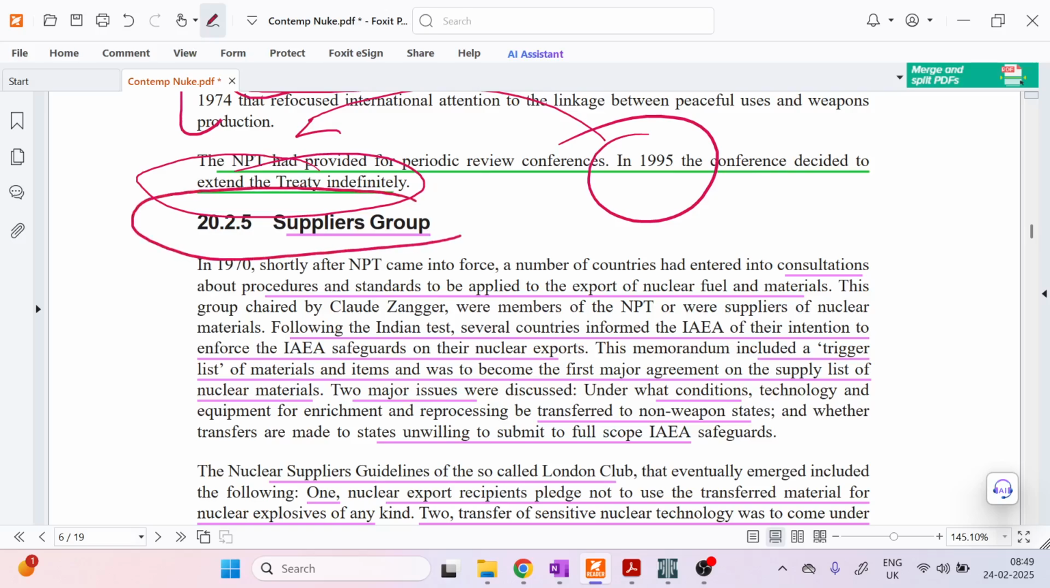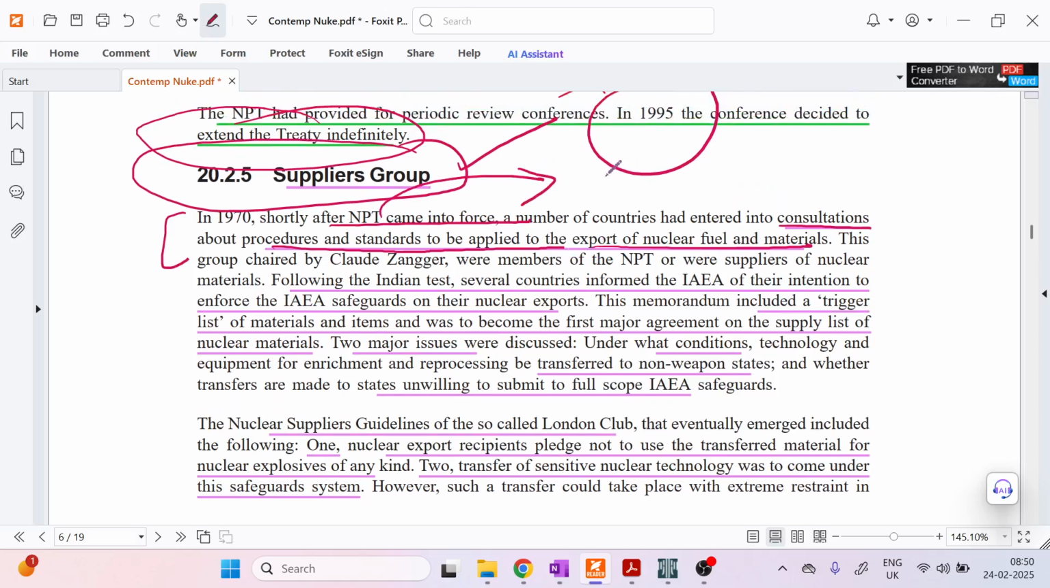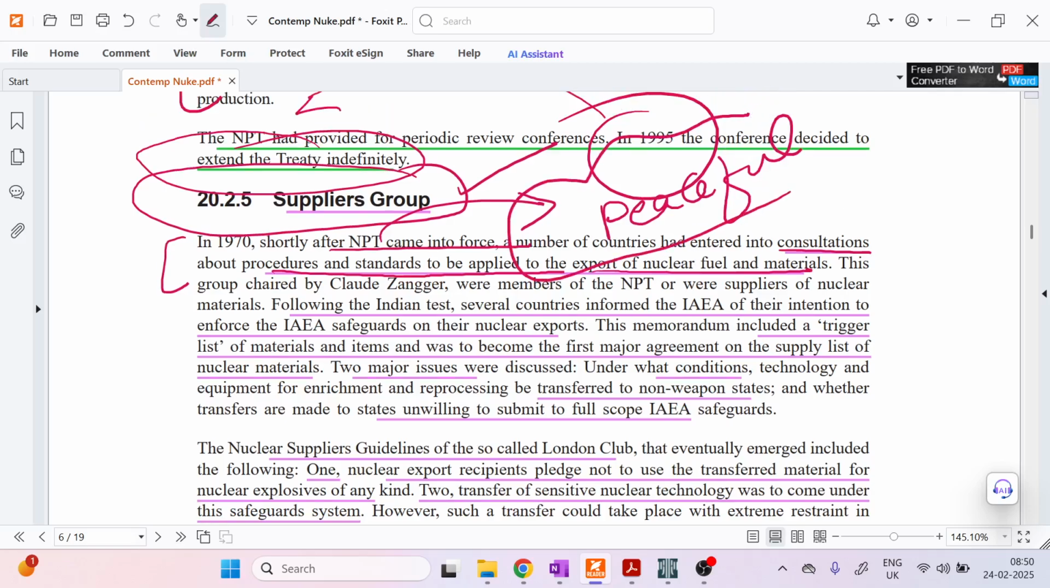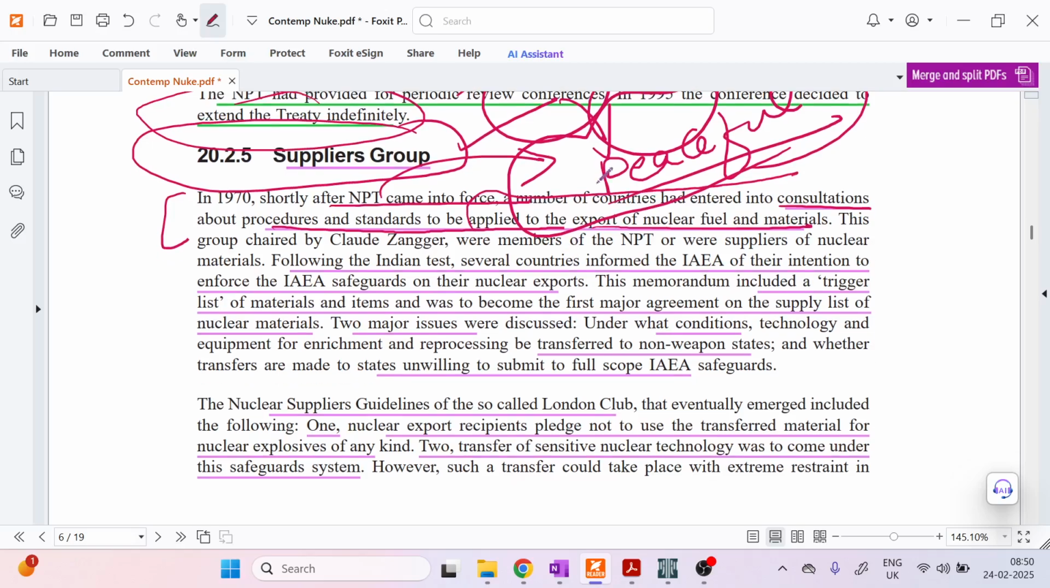Now let's start with part 2, the supply agreement. So in 1970, shortly after the NPT came into force, a number of countries entered into consultation about procedure and standard to be applied to the export of nuclear fuels and material. The meaning of this is that the NPT talked about the peaceful use of nuclear energy, and the supply of nuclear material, for that matter, for peaceful generation of energy, would be supplied by the NPT weapon states. So many countries applied for export of nuclear material.